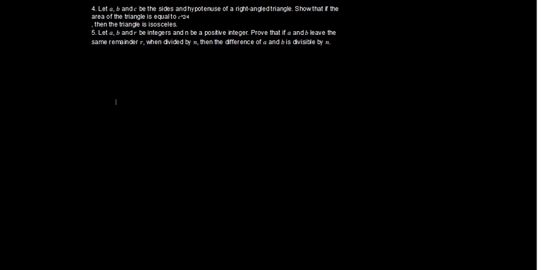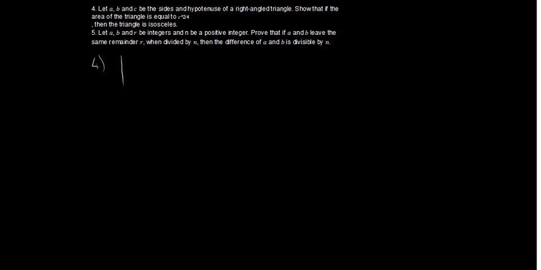The first being: let A, B, and C be the sides and hypotenuse of a right angle triangle. Show that if the area of the triangle is equal to c squared over 4, then the triangle is isosceles. So we're going to do this question first before we move on to the other one. So how do we approach this question? In fact, what do they want us to do?